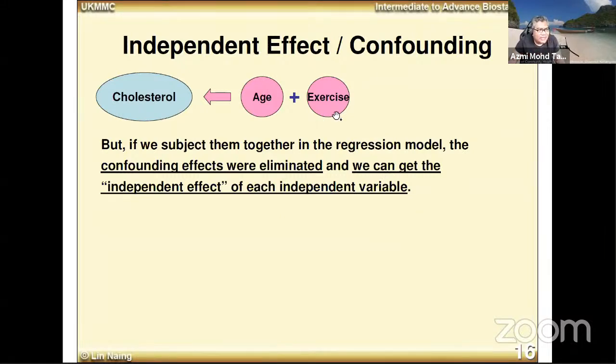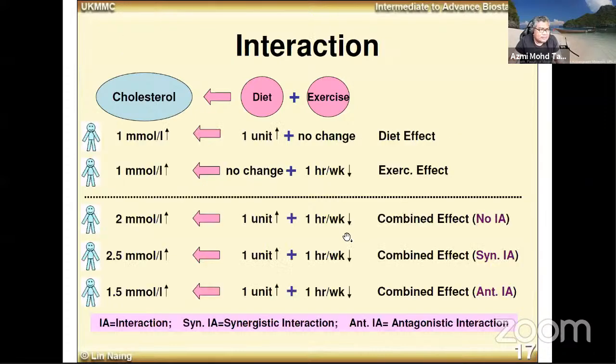But if you run them together inside the analysis, age will control for exercise, exercise will control for age, then you get the independent effect of each variable for age and exercise. Okay, so for all these interactions, the positive is called synergistic, and the negative is called antagonistic.